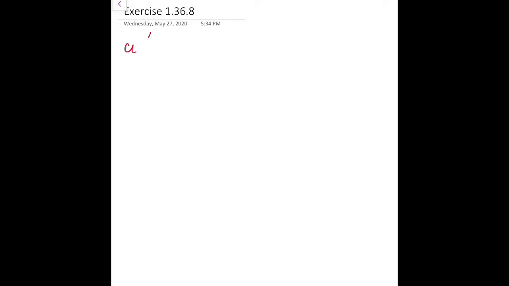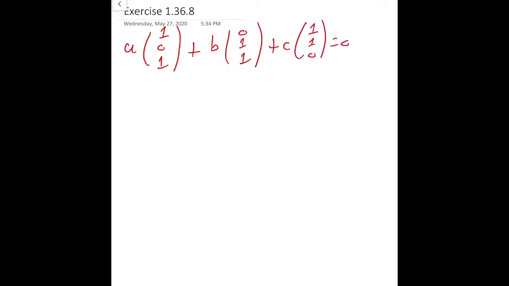So what we want to do is we have this equation: A times (1, 0, 1) plus B times (0, 1, 1) plus C times (1, 1, 0) is equal to D times (A, B, C). The way that we're thinking about this, A, B, and C are the unknowns, and D is like a parameter in the equation. So what we want to do is determine for which values of D there is a solution.